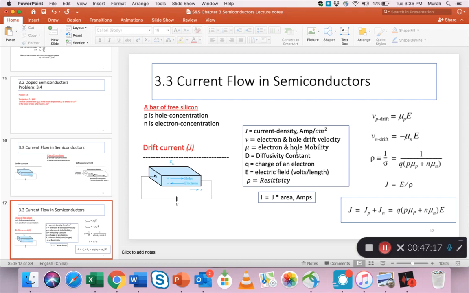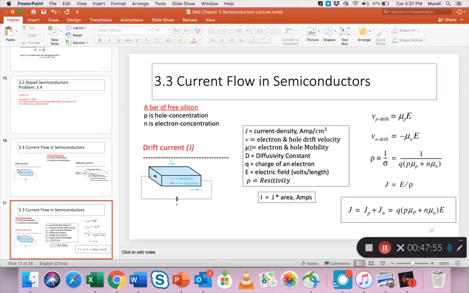So here are a number of new factors that we are introducing. There's something called J, which is the current density. Current per square centimeter is current density in this bar, and that's shown by J. Now if you multiply J by area, surface area of this, you get current in amps. Okay, so J is current density, amps per centimeter square. V can be Vp or Vn, but it's velocity. It's electron and hole velocity.